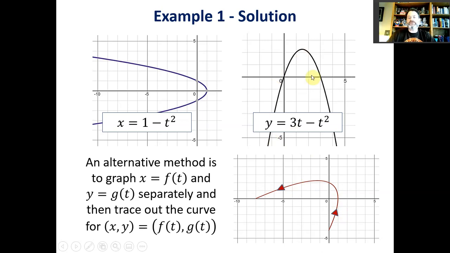Same thing with this graph. This is mapping out the y coordinates. So, when you plug in t equals 0, you get y equals 0, so that's here. And you can see that it goes up and then back down again. So from here, t equals 0 is 1, 0, 1, 0.